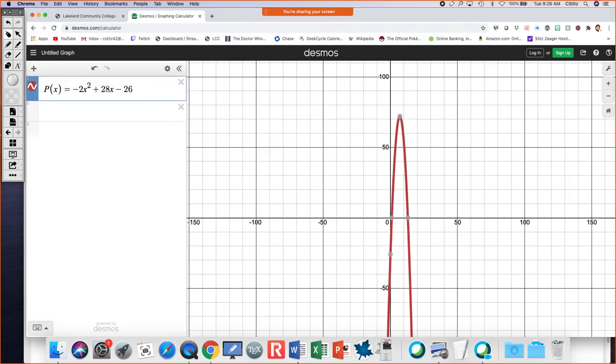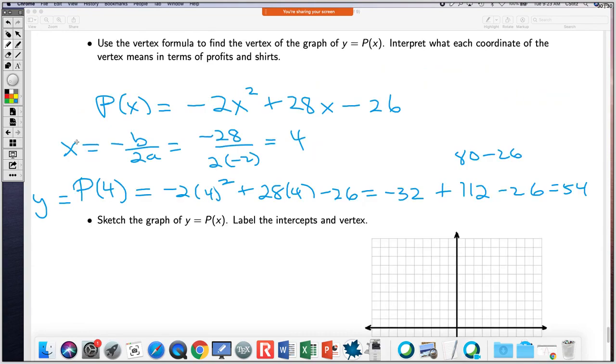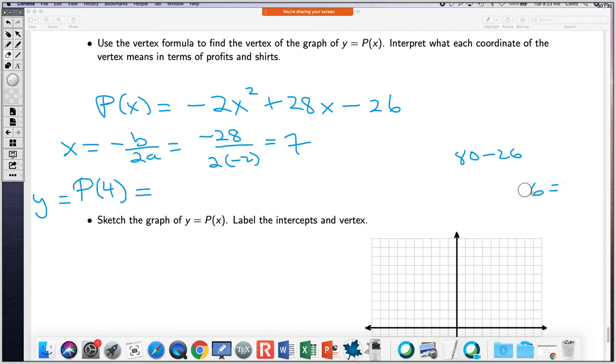It looks like I made a miscalculation here. What did I miss? That's 72. Oh, this is what I missed. I missed it right here. What's this? That's a 7. I had the wrong factor there. All right, let's fix this here. Yeah, this makes better sense.